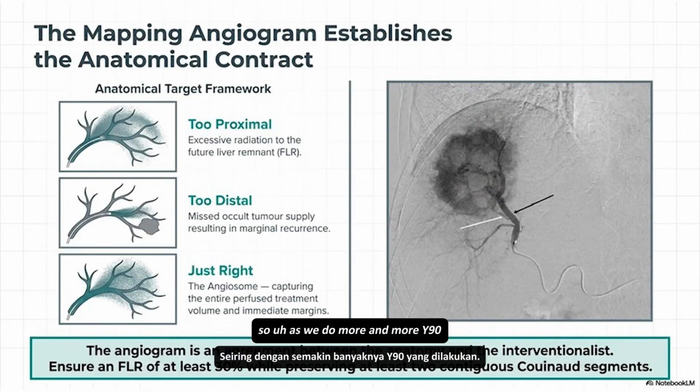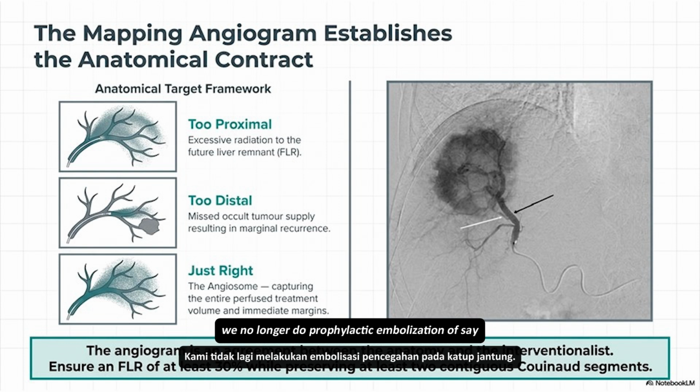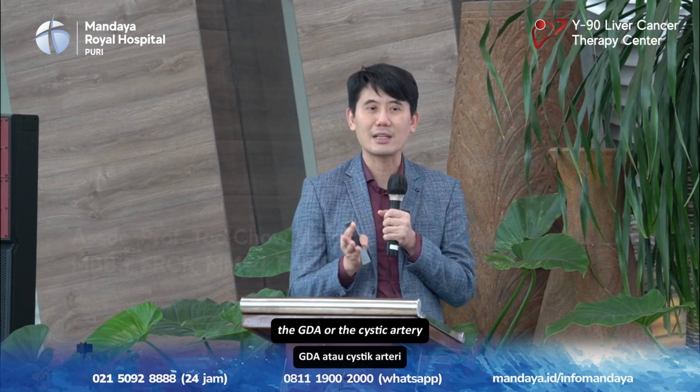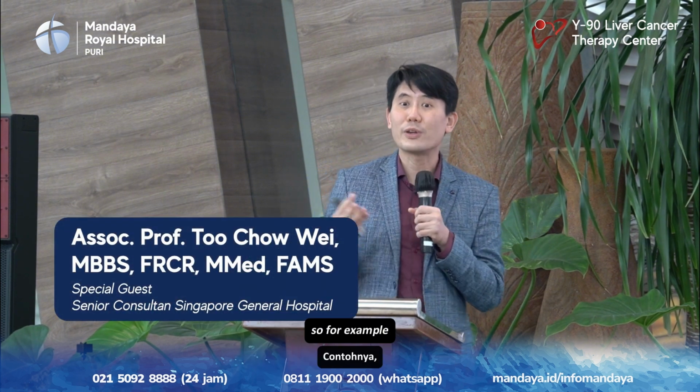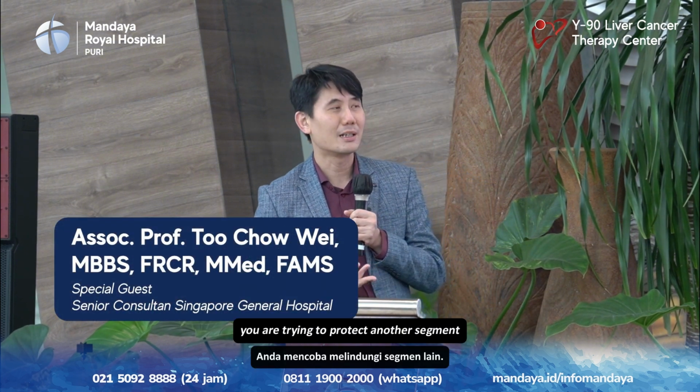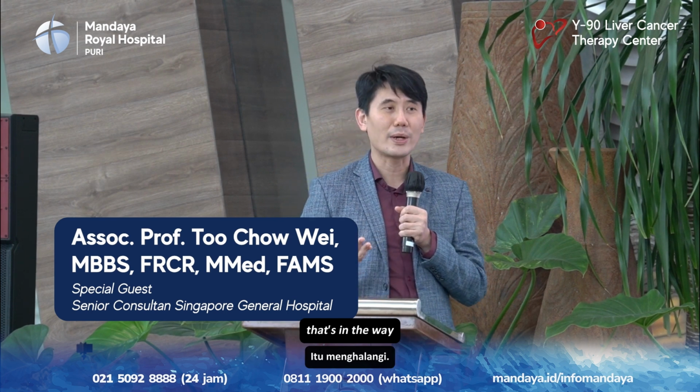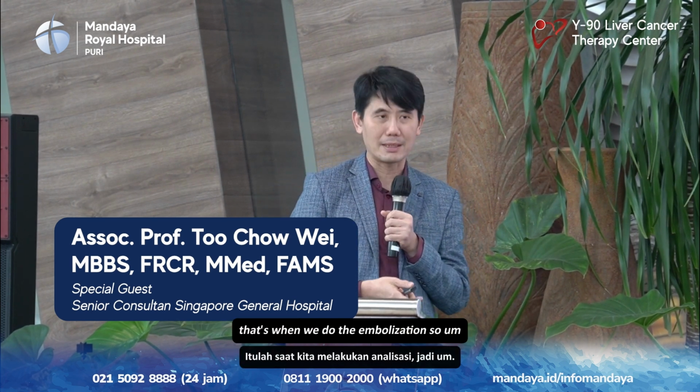As we do more and more Y90, the less embolization we do. Embolization is simply to block the blood vessel. We no longer do prophylactic embolization of, say, the GDA or the cystic artery. We only do it when it's needed. For example, you're trying to protect another segment that's in the way that you cannot super-selectively cannulate, that's when we do the embolization.